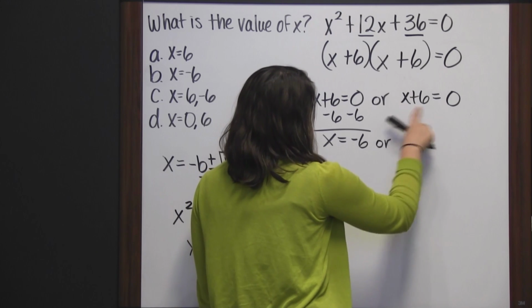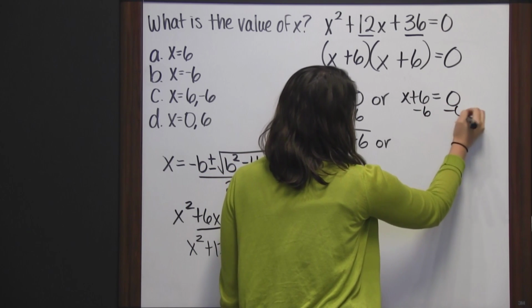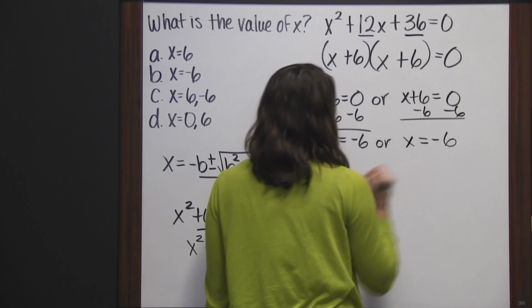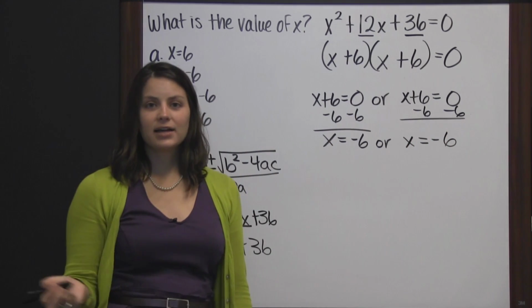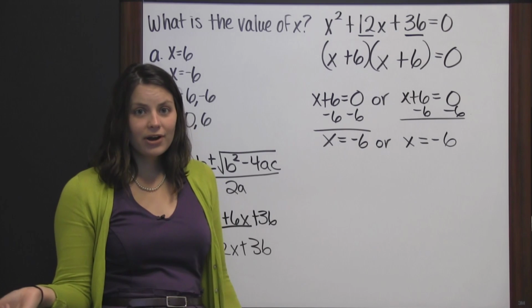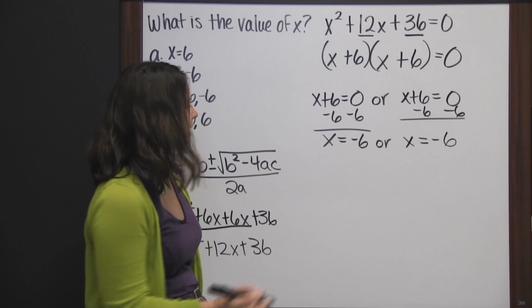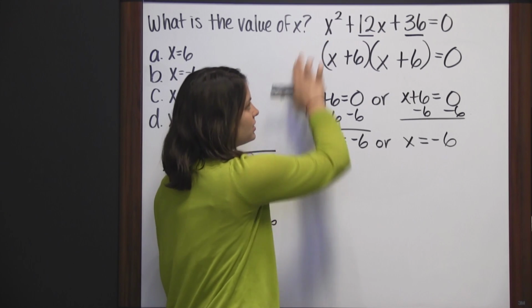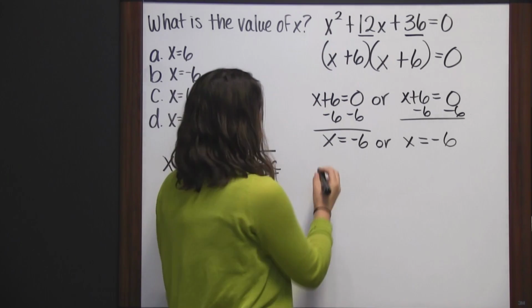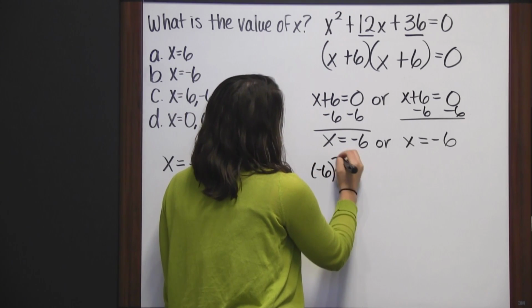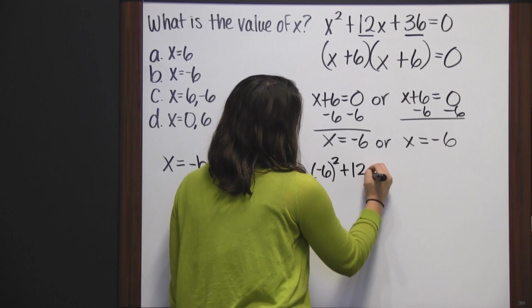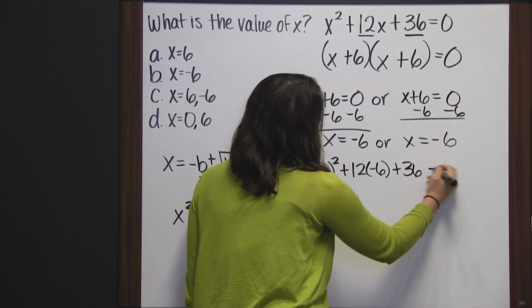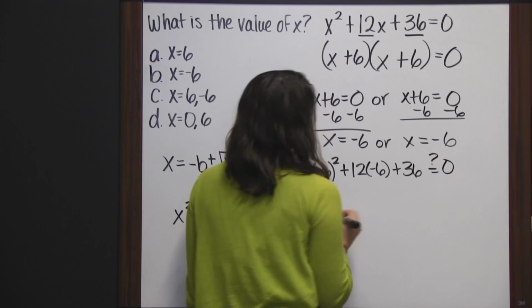Again, to solve for x, we need to subtract 6 from both sides. So we have x equals -6. That means that x is either -6 or it's -6. And you can substitute that solution back in for x and check to see that it really does work. So that's -6 squared plus 12 times -6 plus 36. And what I want to know is, does that equal 0?